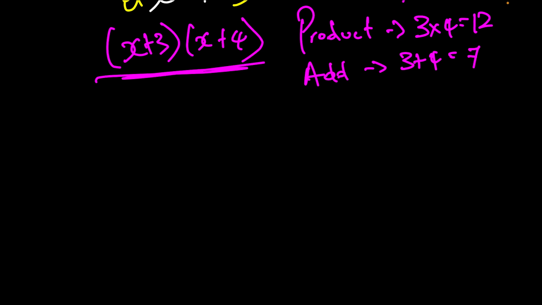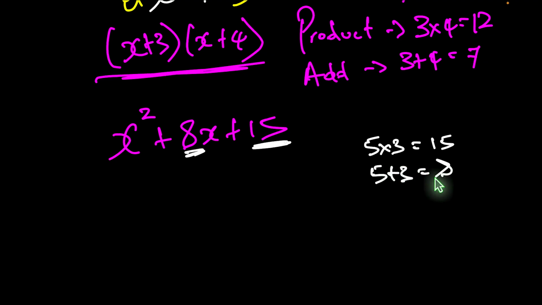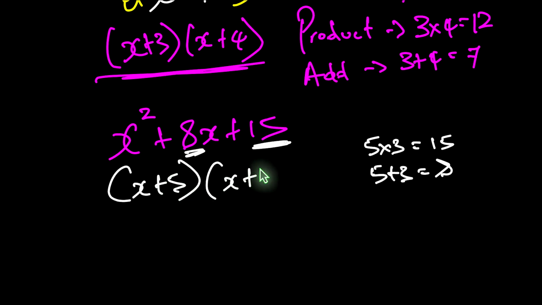So let's say we have x squared plus 8x plus 15. As I've written that, I was actually thinking of the two numbers. So I'm just thinking of two numbers that when I multiply them, I get 15, but when I add them, I get 8. So if you think of 5 times 3, that's 15, and if we do 5 plus 3, that's 8. So the answer to this one would just simply be x plus 5 times x plus 3. And that's it. That one solved.